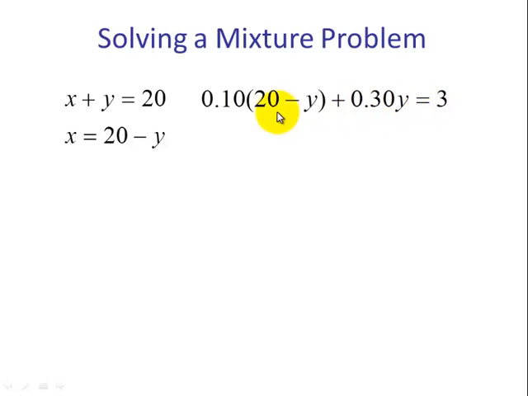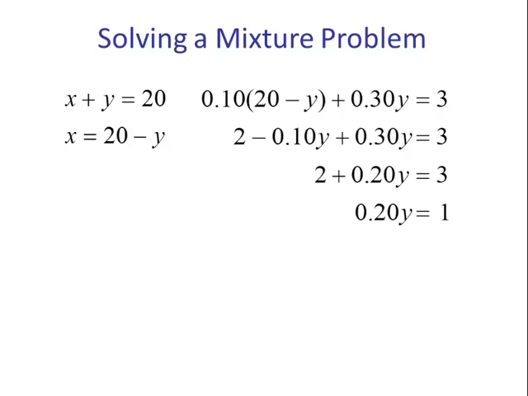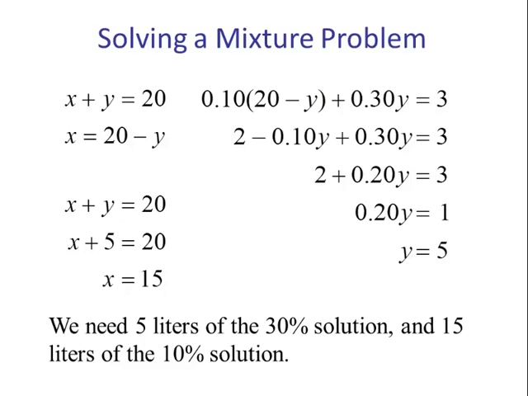This equation has only one variable, y. So next we do the distributive property. So we have 2 minus 0.10y plus 0.30y equals 3. Now we combine like terms, subtract 2 from both sides, and divide by 0.20. We have y is equal to 5. To find x, we substitute 5 in for y, and we solve for x, and we see that x is 15. So in terms of the problem, we would say we need 5 liters of the 30% solution and 15 liters of the 10% solution.